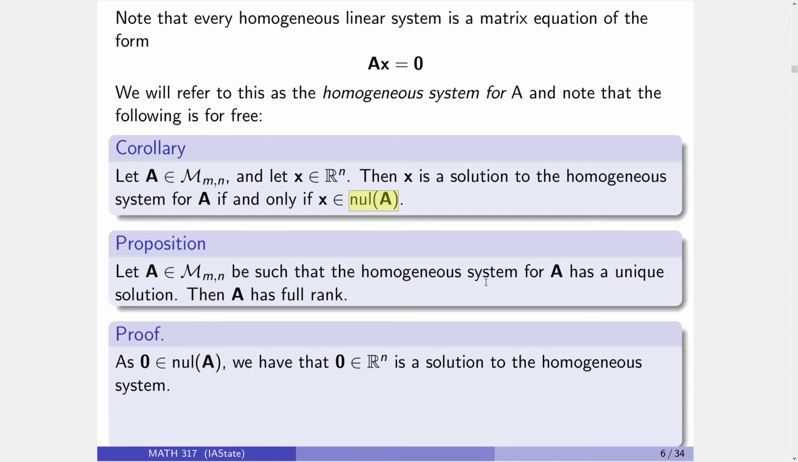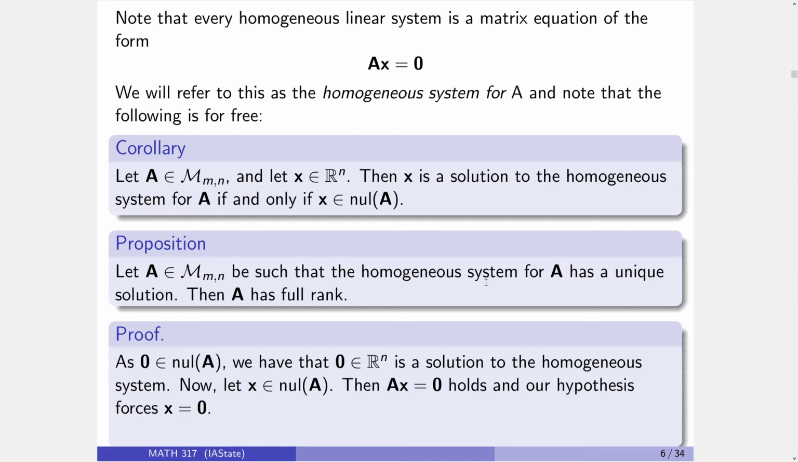If we want to verify uniqueness, then we need to verify that anything in the null space is just the 0 vector. Well, if you're in the null space, then AX is equal to 0, and our hypothesis that the homogeneous system has a unique solution forces X equaling 0. That means the null space has to be trivial. The null space being trivial, of course, means that the rank is full. And so the proof is over. Yay!